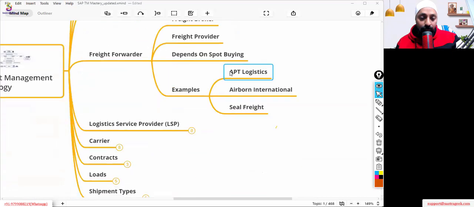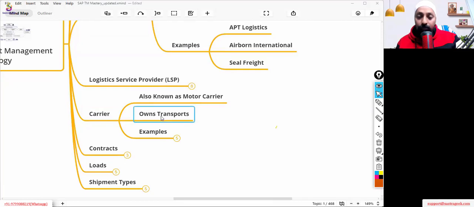Have I covered the carrier? Okay, carrier will come now. APT Logistics, Airborne International, Seal Freight. Again, I am telling you, there is a very thin line between carrier, freight forwarder, and LSP. Different companies, different blogs, in different countries, can call each other differently. Freight forwarders they can call LSP, and sometimes they can also call carrier. These are a few examples for the freight forwarders.